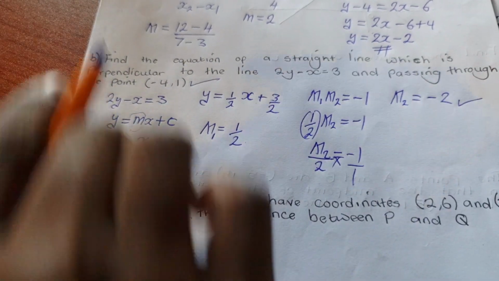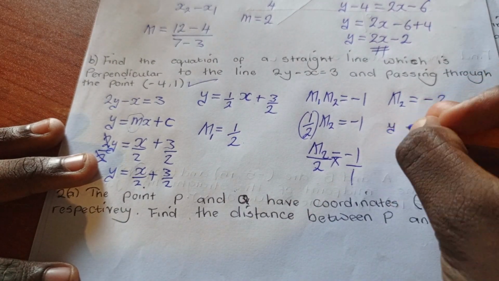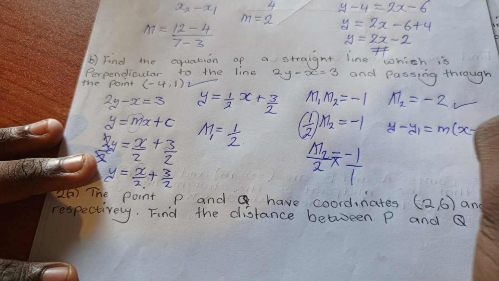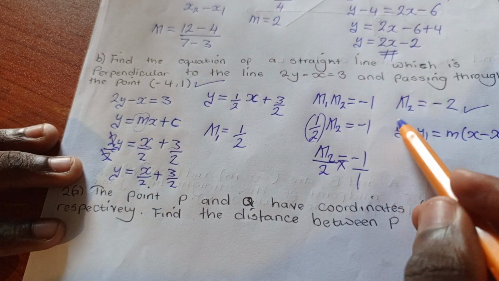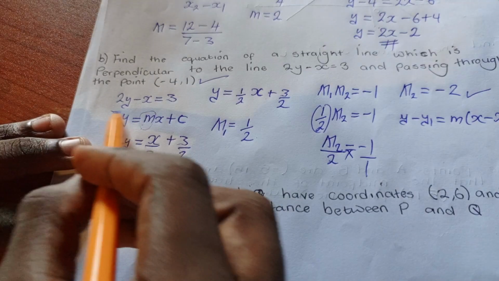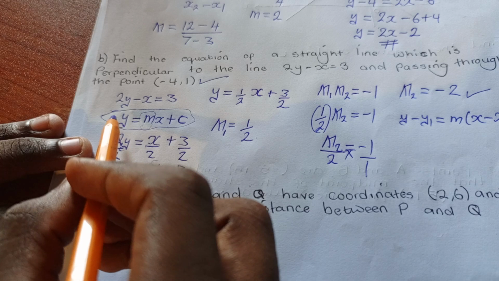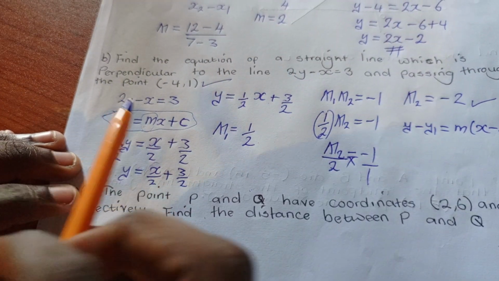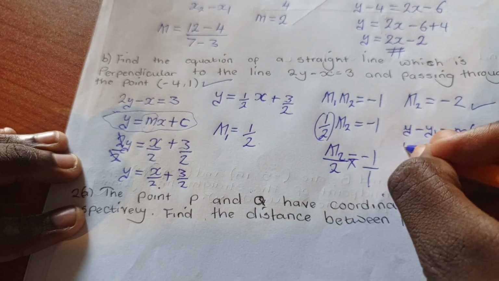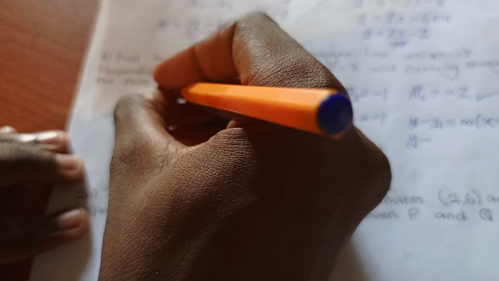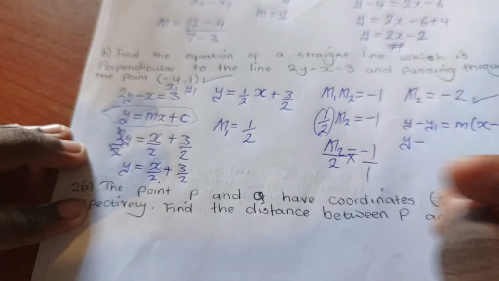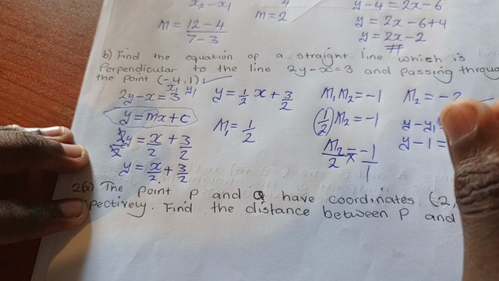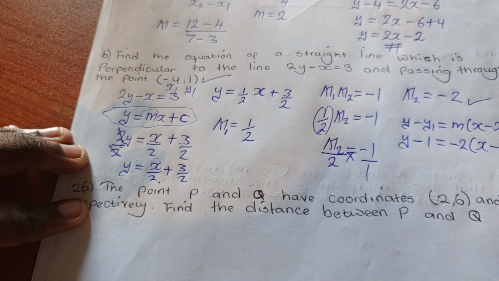So now we can use this formula. y minus y1 is equal to m(x minus x1). So we are finding the equation of a line, so it has to be in that form. We are going to use this formula to derive an equation that will be in this form here. So we can say this is our x1, this is our y1. So y minus our y1, which is 1, is equal to negative 2 times x minus our x1, which is negative 4.